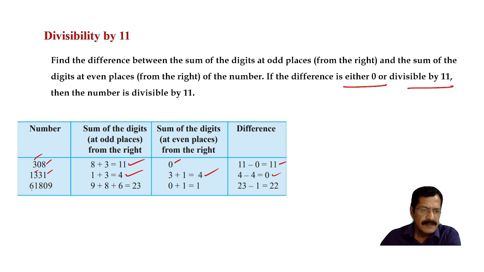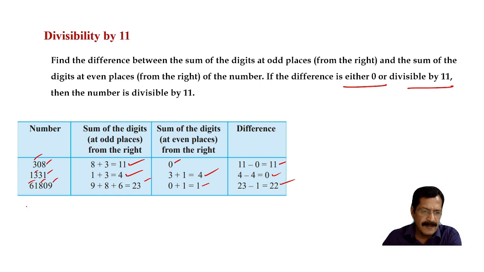Another example, 61809. The digits at odd places are 9, 8, 6. So 9 plus 8 plus 6 is 23. Now the digits at even places are 0 and 1. So the difference is 23 minus 1, which is 22. So it is divisible by 11.